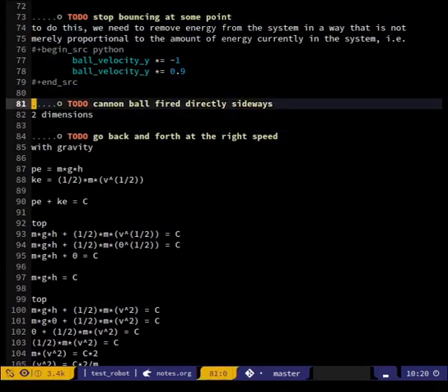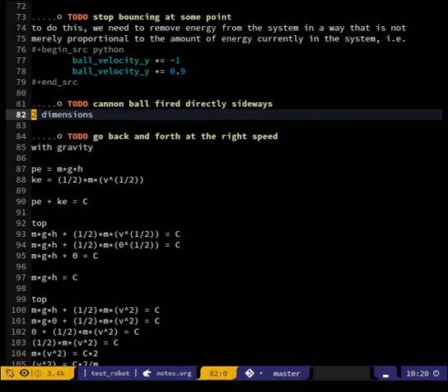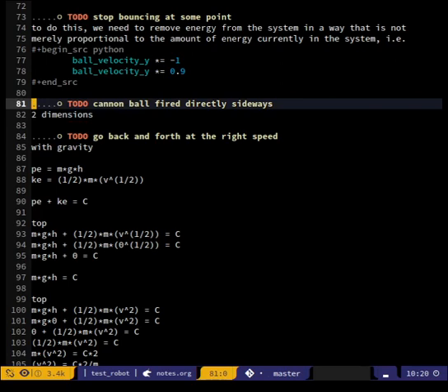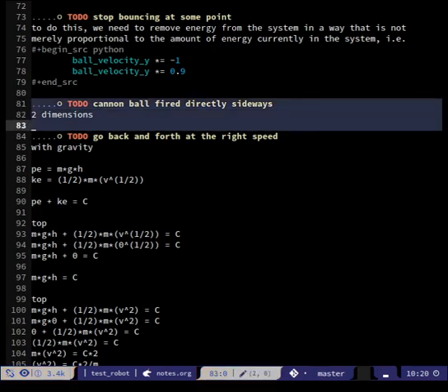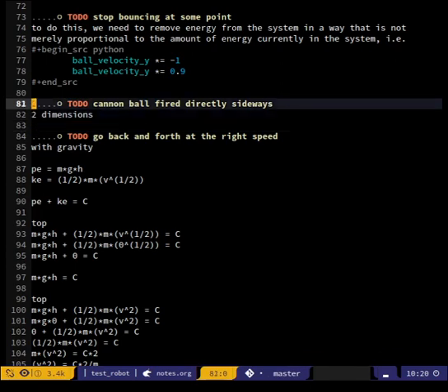Oh yeah, we also had this idea. Cannonball fired sideways. And we're ignoring air resistance. So this would be a ball going directly to the right, let's say, at a constant speed, so the x velocity would be some constant, and the y velocity would be initially zero and subject to gravity.